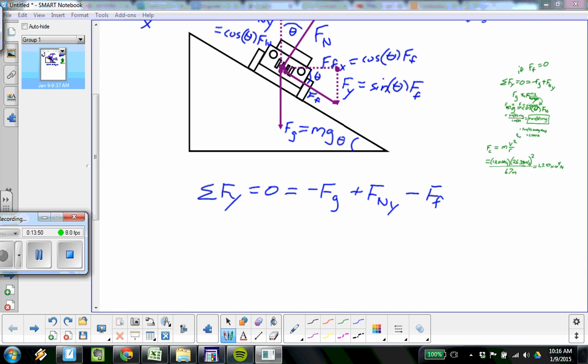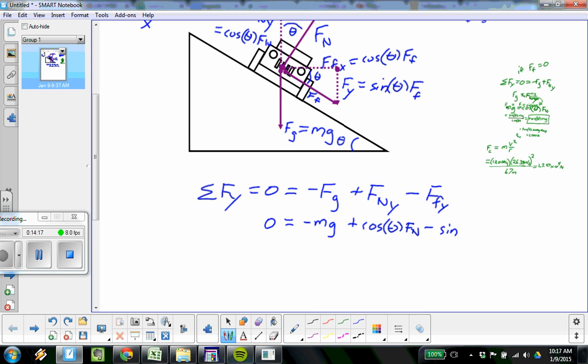So now substituting the things in there that we know, we're going to say that 0 is equal to negative mg plus the cosine of angle theta times the normal force minus the friction force. Excuse me, that should be the friction force in the y direction. And so that is minus sine theta times the friction force.